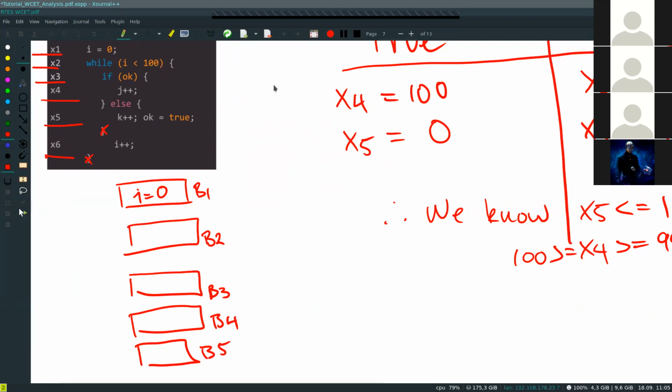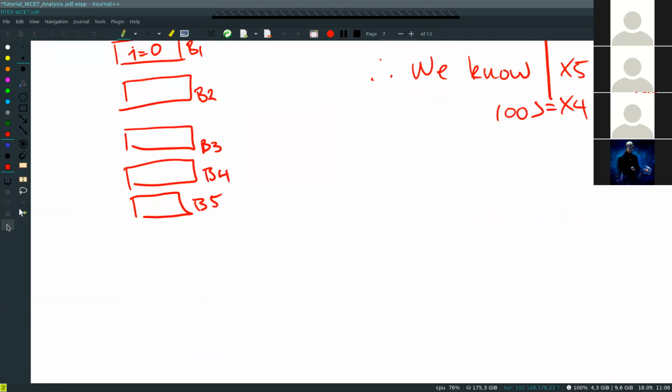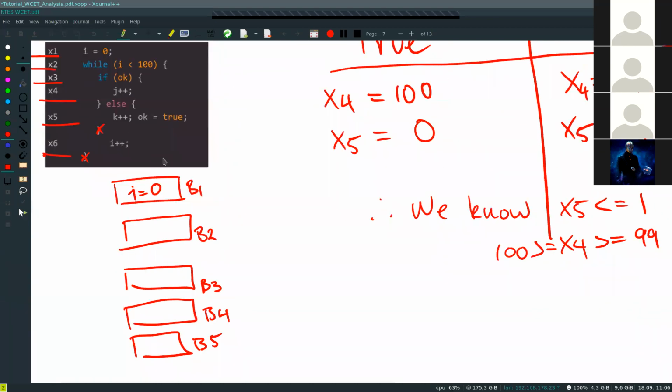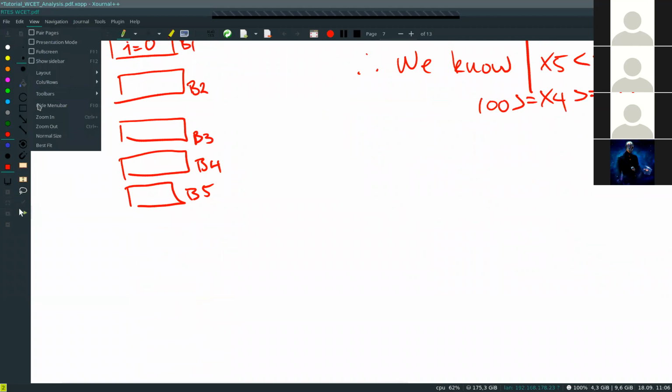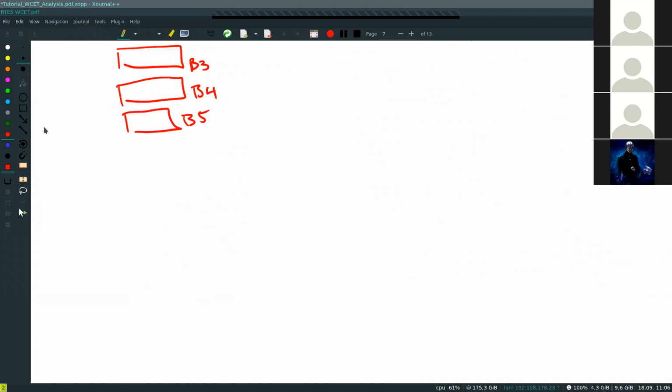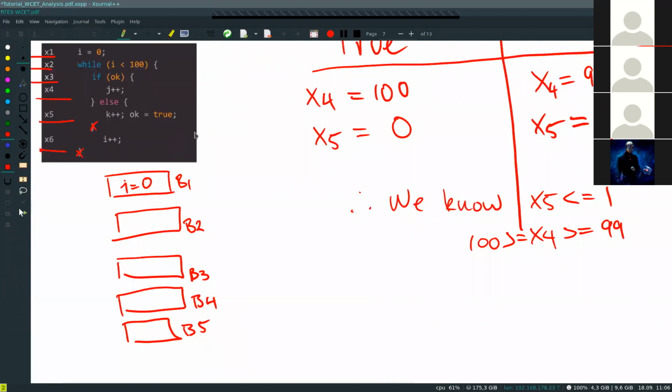To make this a bit smaller, how do I zoom? It's not doing anything. Thanks for nothing. Anyway, we'll just be able to squeeze it in here.